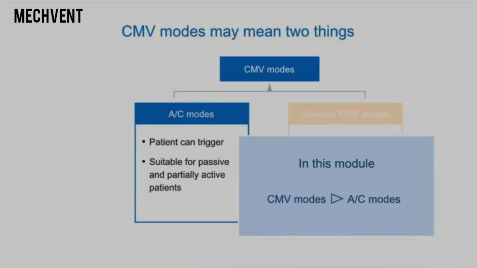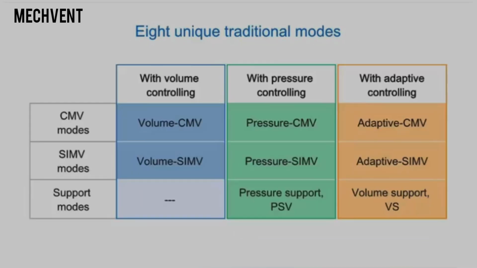Hamilton Medical ventilators do not offer genuine CMV modes. Some ventilators from other vendors may still provide genuine CMV modes. Each mode group has 2 or 3 modes. The modes in the same group are the same in indications and contraindications, triggering, cycling mechanisms, and breath sequence. The only difference is the controlling mechanisms. We will explain the individual traditional modes in depth in the next section.